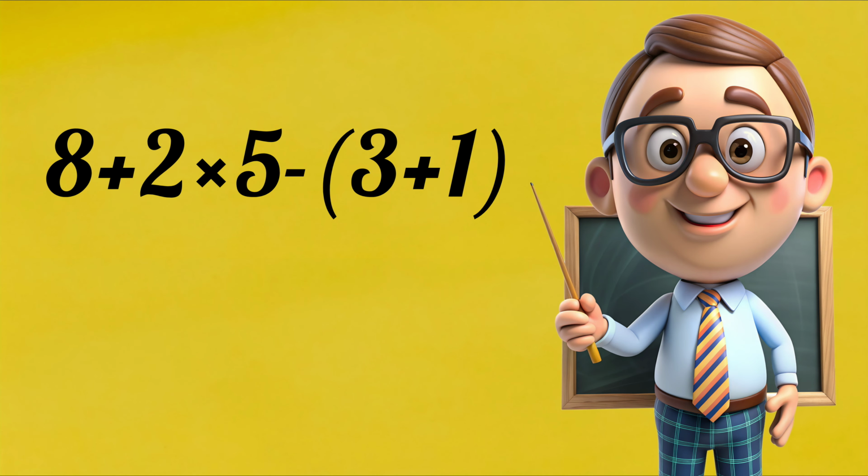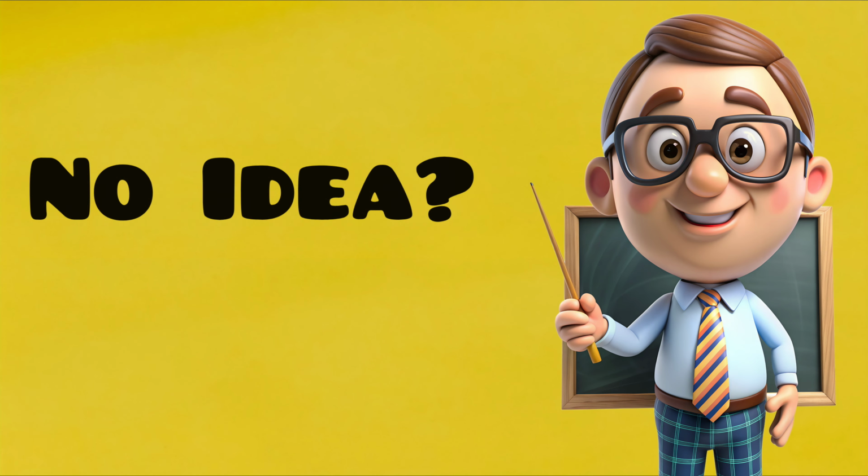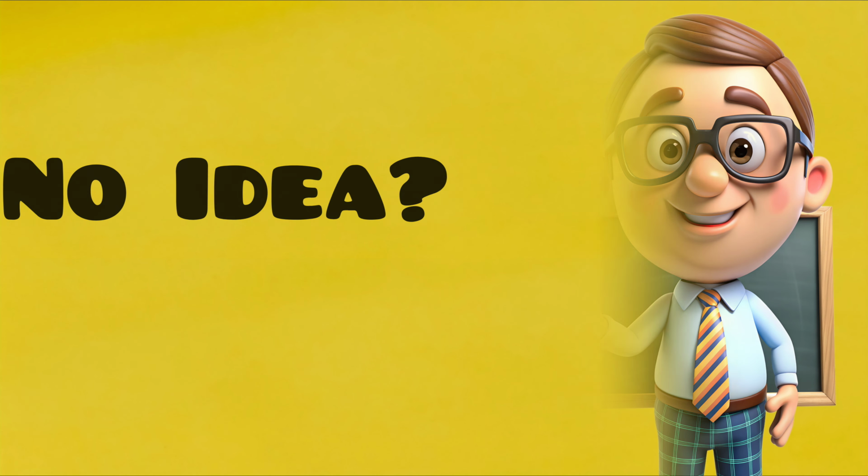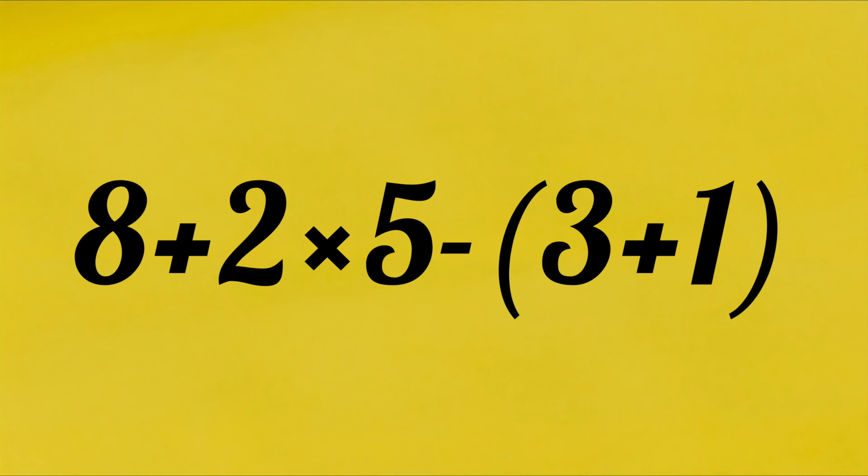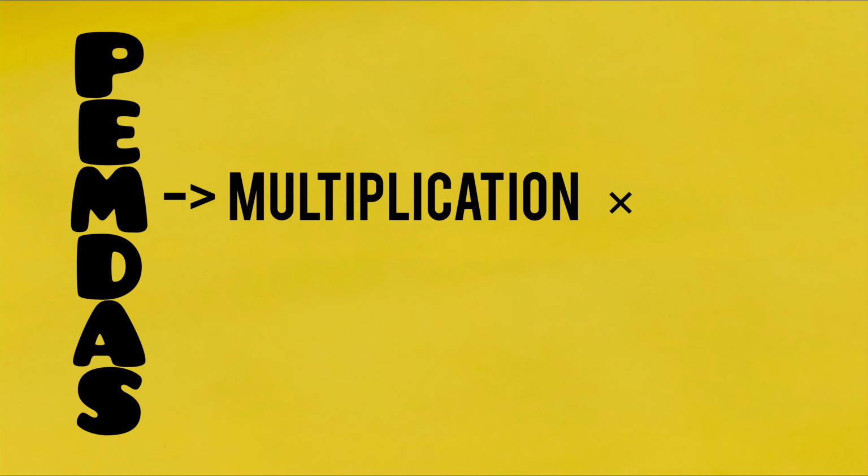Ever seen a math problem like this and had no idea where to start? Let's learn the PEMDAS rule. 8 plus 2 times 5 minus parentheses 3 plus 1. Well, guess what? There's a simple rule that makes it all super easy. It's called PEMDAS, P-E-M-D-A-S. It stands for parentheses, exponents, multiplication, division, addition, and subtraction.